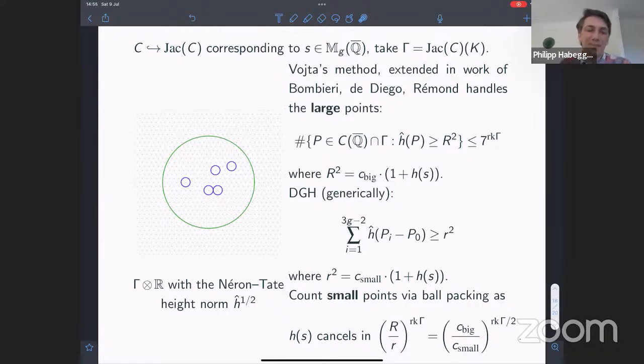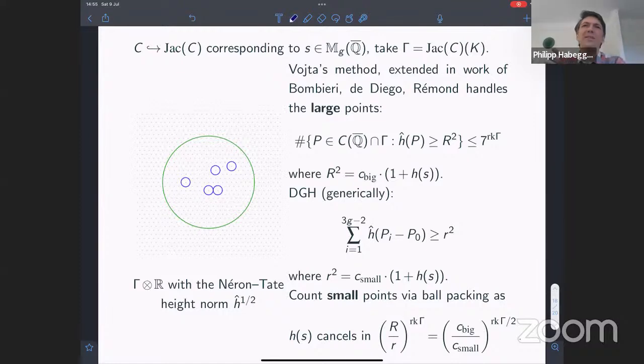Now, the theory of heights, as I said before, allows us to think of Gamma tensored R as, well, it looks like a Euclidean space, because at least the square root of the height will become a Euclidean norm. Now, Vojta's method and the extensions by various people in the 1990s and early 2000s, like Bombieri, de Diego, Rémond, they're able to show that.